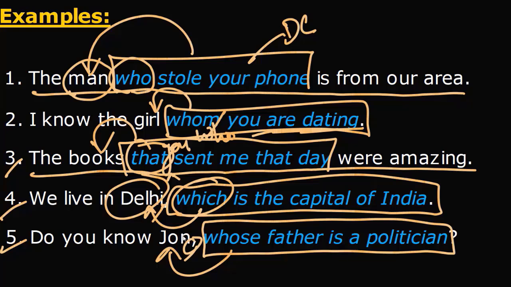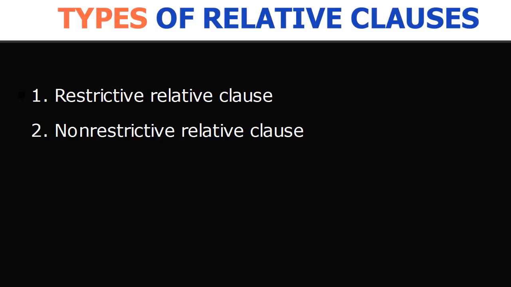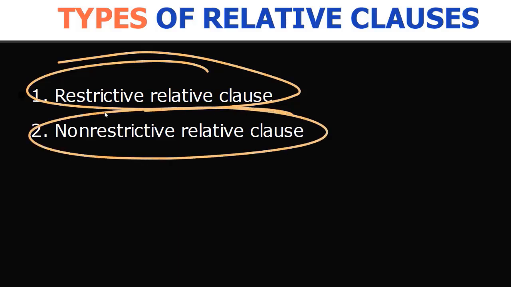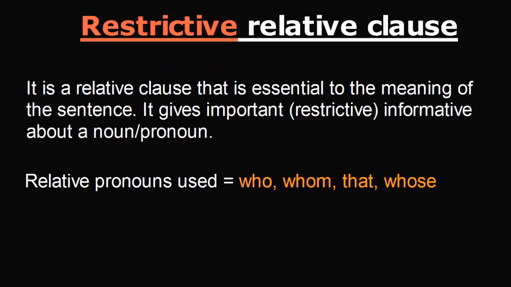So this is what a relative clause is. It's a dependent clause that comes after a noun or a pronoun, generally a noun, and gives information about it. The information it provides can be essential, also called restrictive, or non-essential, also called non-restrictive. So relative clauses are segregated into two types: restrictive relative clauses and non-restrictive or non-essential relative clauses. Let's start with the very first one, restrictive relative clause.